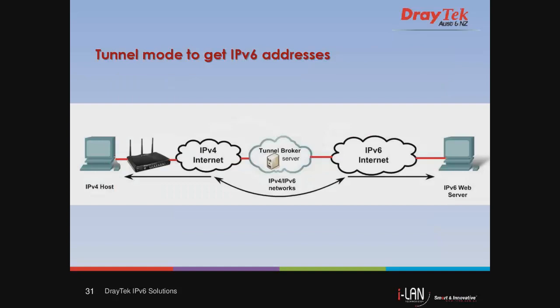Tunneling is an integration method in which an IPv6 packet is encapsulated within another protocol such as IPv4. This means adding an IPv4 header to the IPv6 packet. It includes a 20-byte IPv4 header with no options to the IPv6 packet, and it also requires dual stack routers.